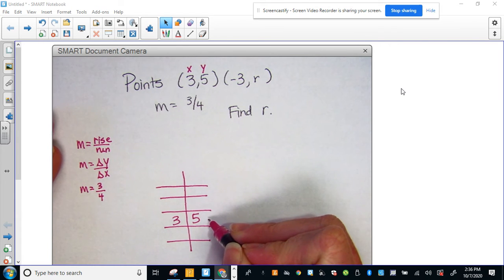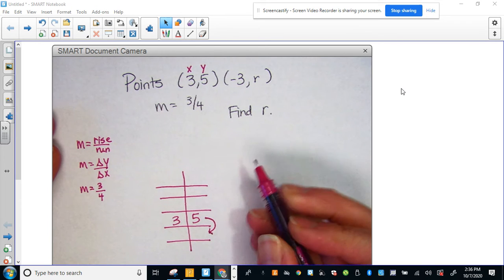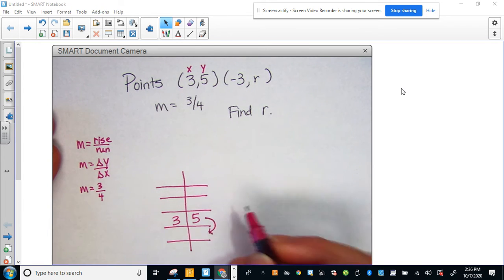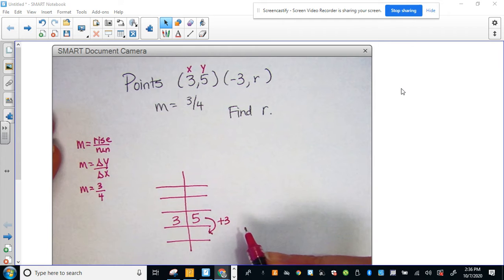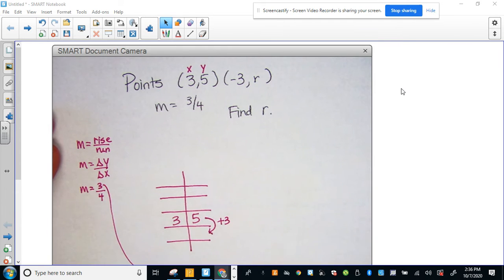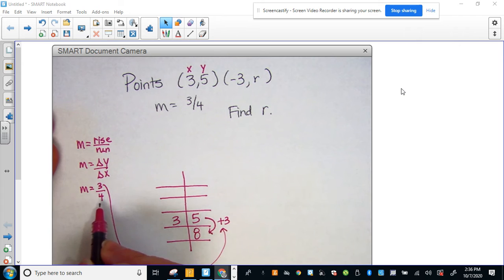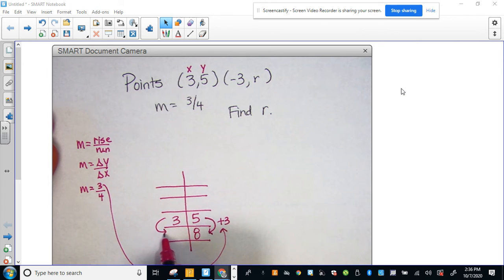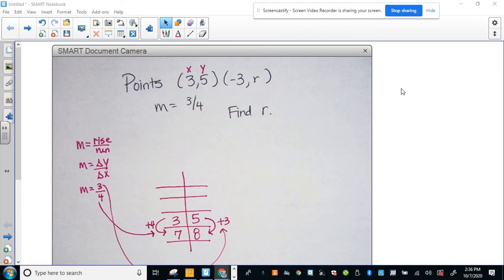So if I went from this point to my next y, the change in y's is a +3, so I'd have to add 3. That's coming from here. And that gives me 8. My change in x's for this side is the bottom number, which is a +4. 3 plus 4 is 7. So the next point is (7, 8).